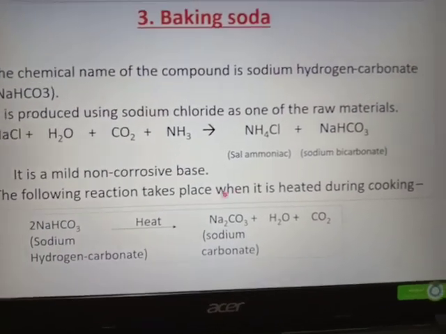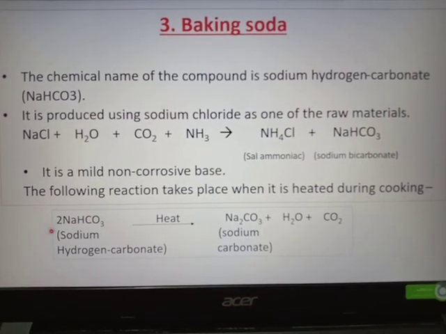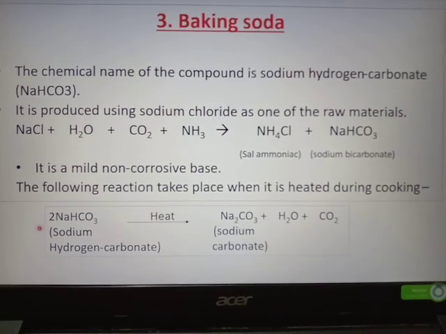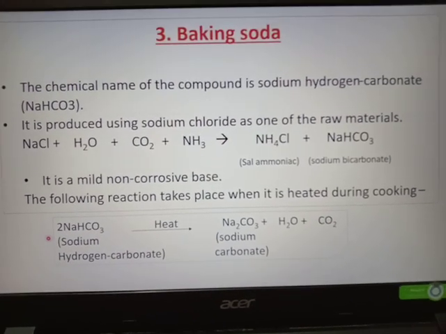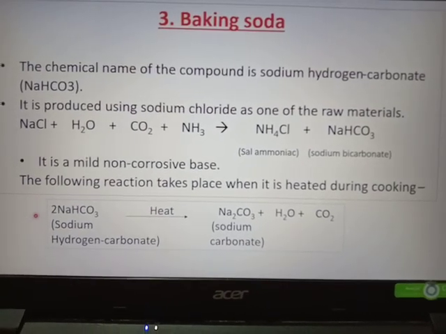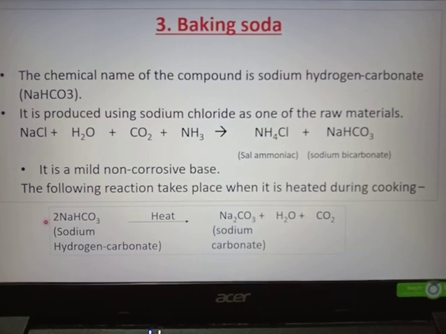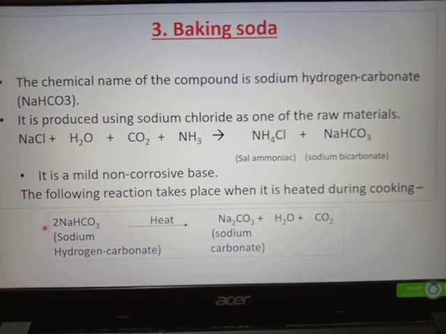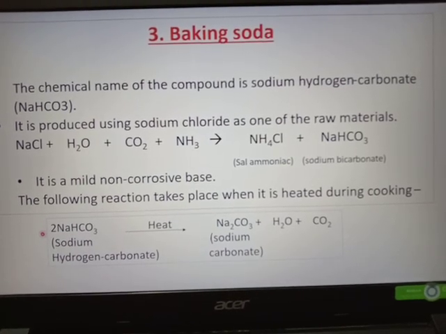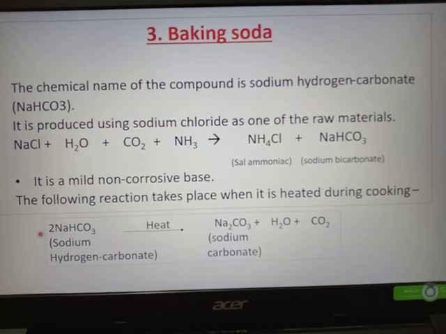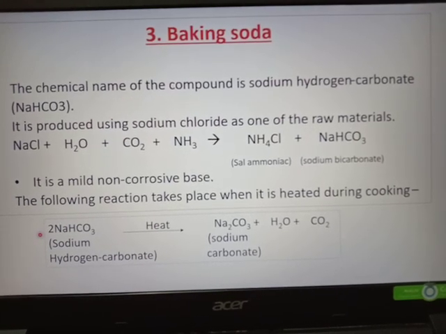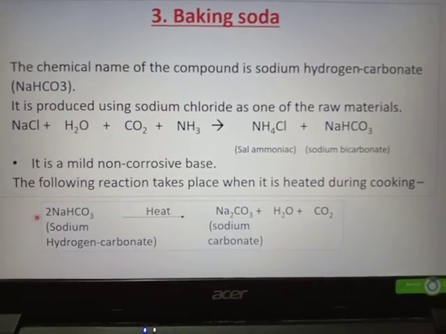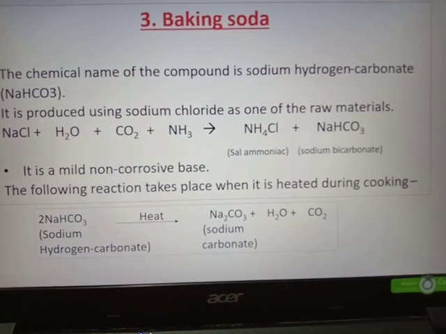Baking soda is a mild base, and the important reaction is when baking soda, or sodium bicarbonate, is heated strongly, it decomposes to form sodium carbonate, water and carbon dioxide gas. Children, this equation is the preparation of the compound sodium carbonate. Alright, so I'm revising one more time. When sodium bicarbonate is heated, sodium carbonate, carbon dioxide and water will form.